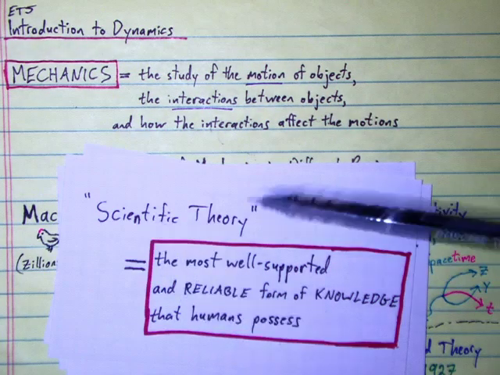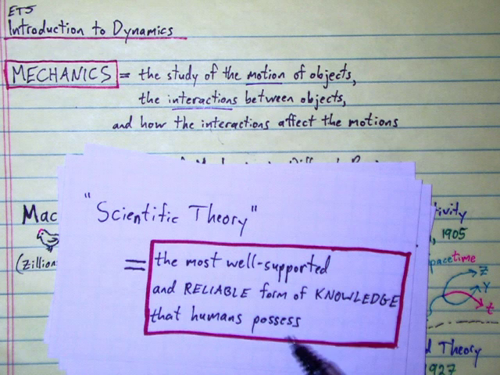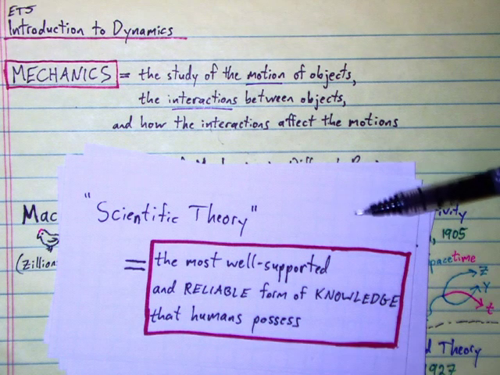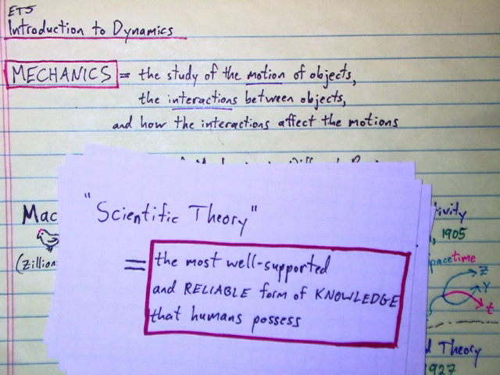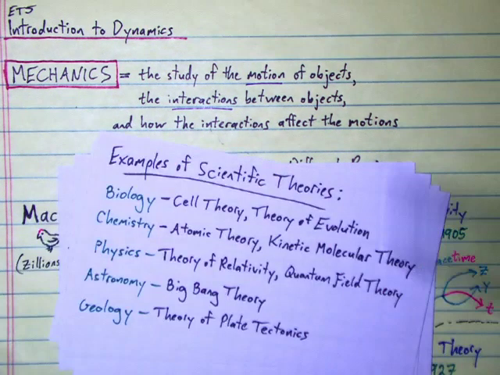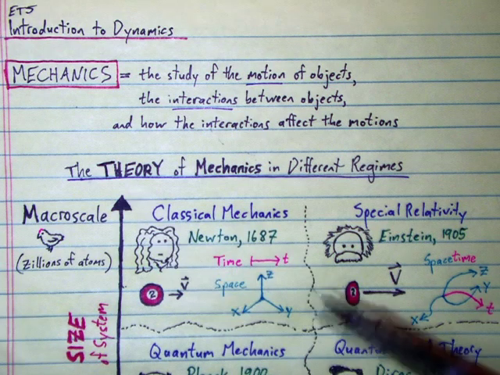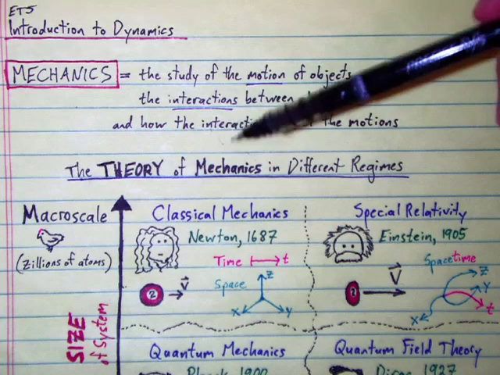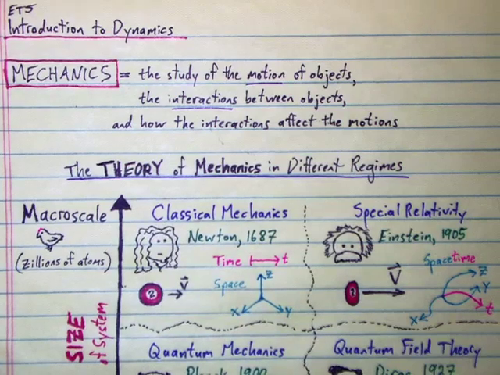In fact, a scientific theory is no more or less than the most well-supported and reliable form of knowledge that we possess. Nothing that you have learned in school about the world is more certain than a scientific theory. And these are some examples that you may be familiar with. Okay, so we know that a theory is a very important set of ideas that's been tested, that's been verified, that's reliable. The theory of mechanics actually takes different forms in what we call different regimes.